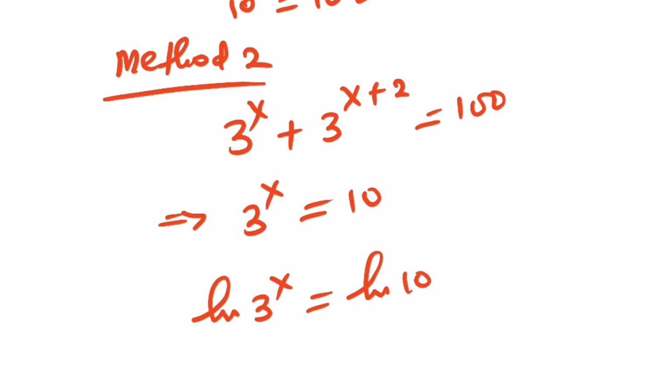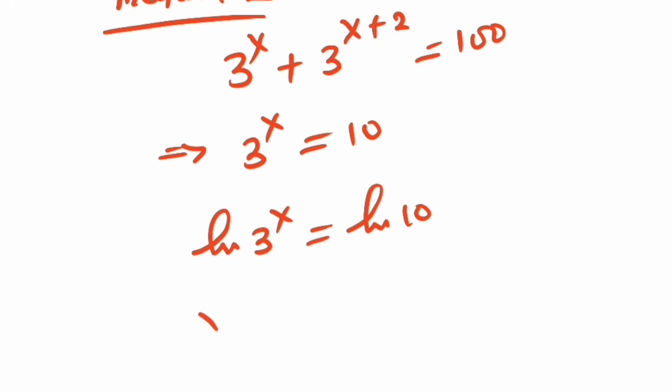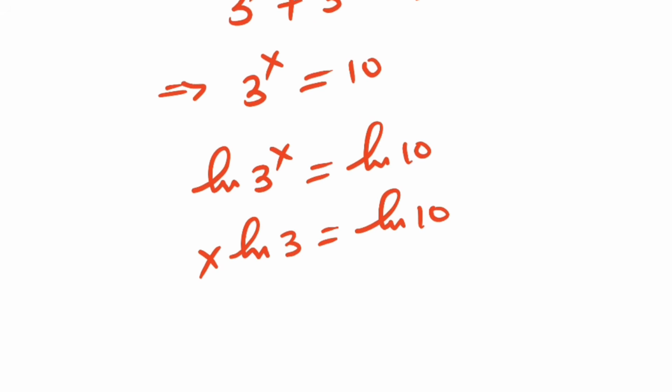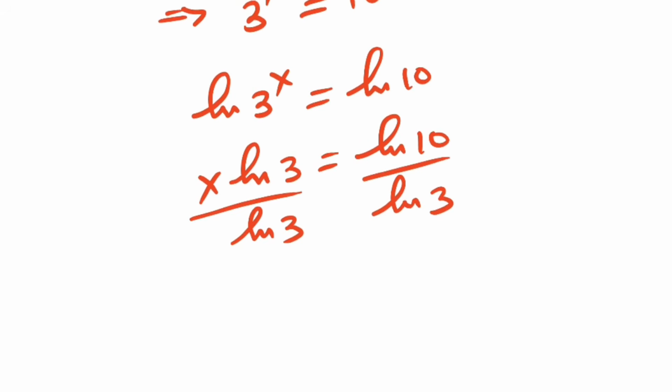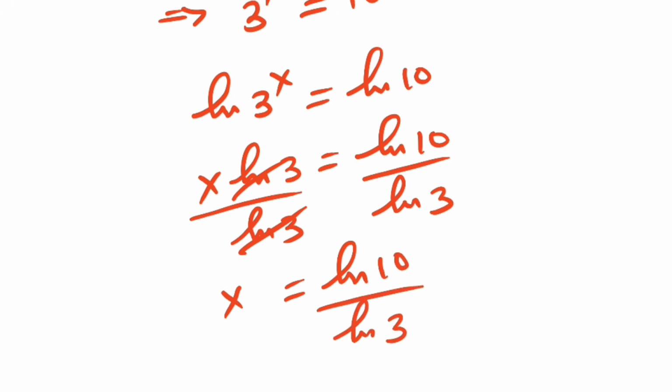And of course, you can also get the natural log of 10 directly. So this is x ln of 3 is equal to ln of 10. And let's divide both sides by ln of 3. So this ln of 3 cancels ln of 3. x is equal to ln of 10 over ln of 3.